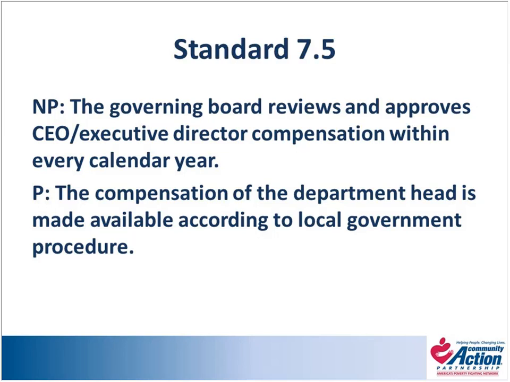All right, well, I think that's it. So now to standard 7.5. For the private nonprofit agencies, the governing board reviews and approves the CEO or executive director compensation within every calendar year. And for the public agencies, the compensation of the department head is made available according to the local government procedure. So again, with the public, you simply have to follow your local government procedure and then provide some documentation that you followed that procedure. So you would submit the procedure and then back up documentation for that.